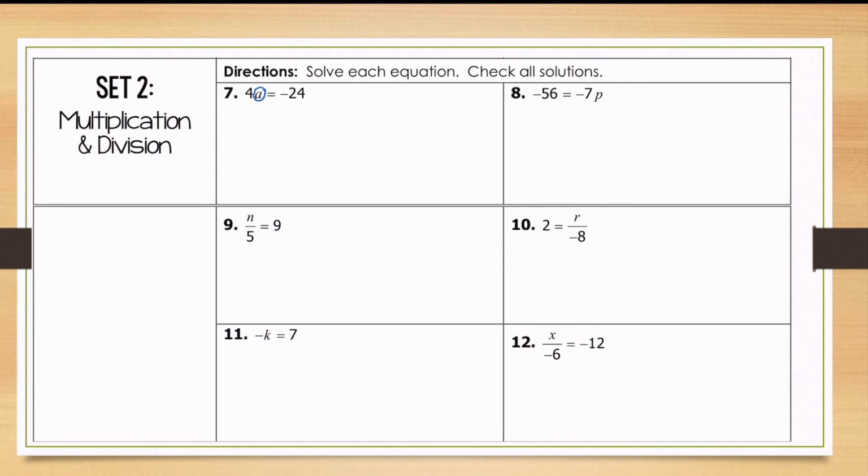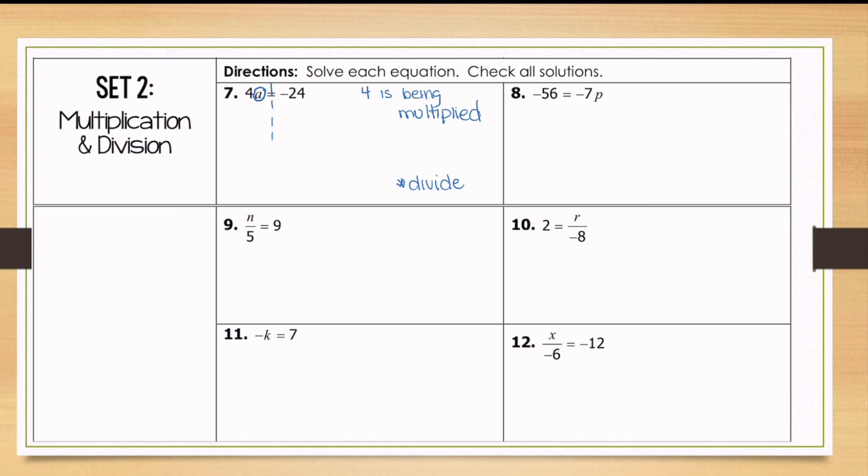What operation is happening when they're right next to each other? 4 is being multiplied. So I am multiplying a times 4. So to undo multiplication, I would divide, right? We all know that. But here's how I want you to see it.